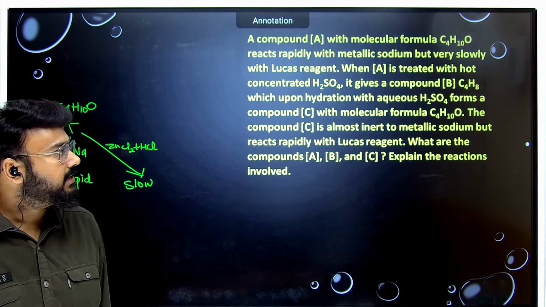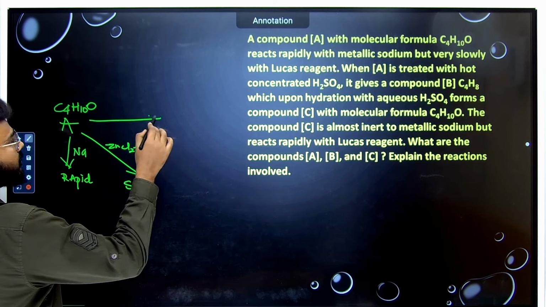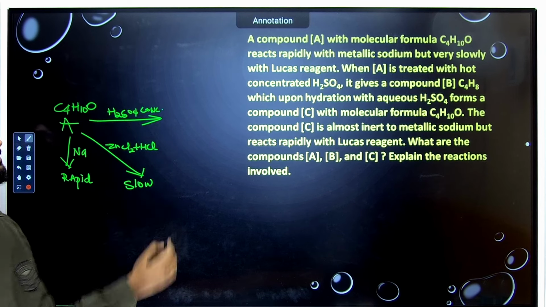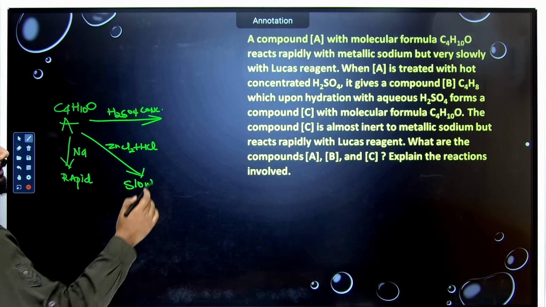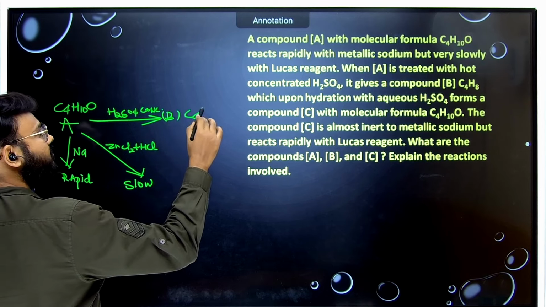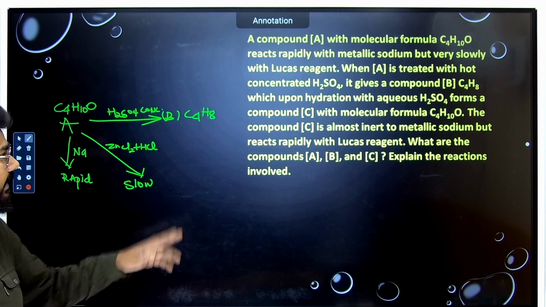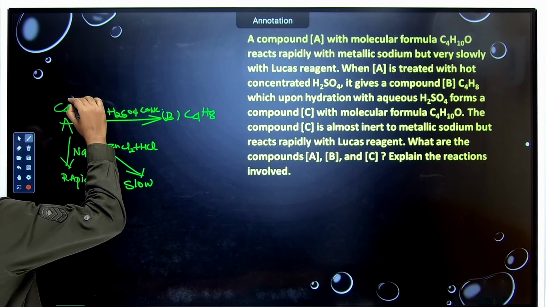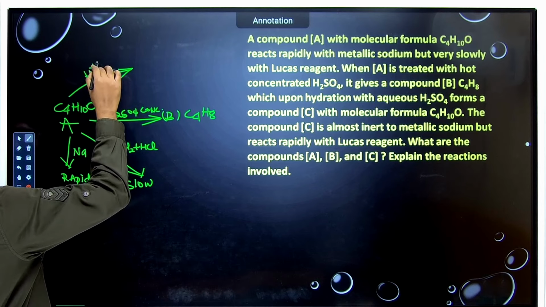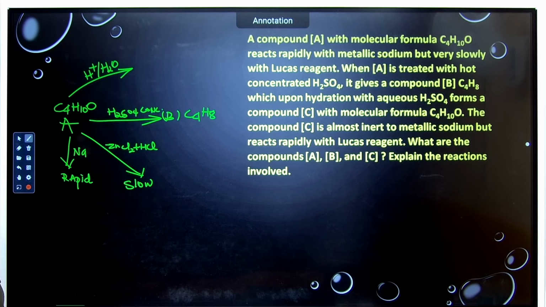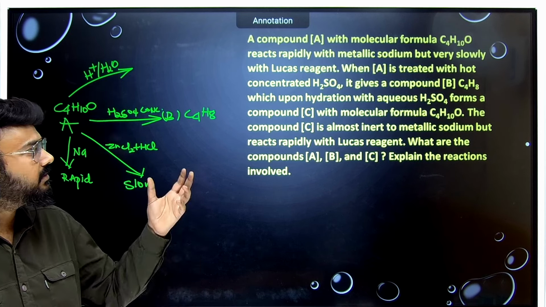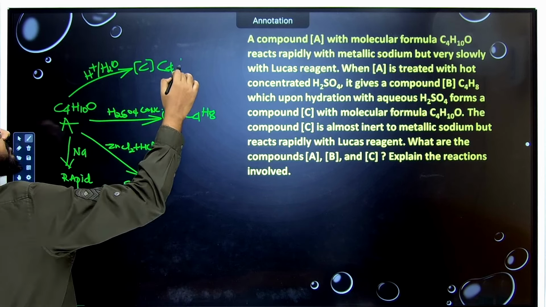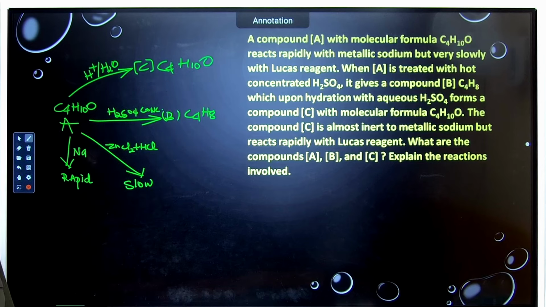Moreover, the question says when A is treated with hot concentrated H2SO4, it gives compound B. Our B has a formula of C4H8. C4H8 means it's an alkene. All right. Now it says upon hydration with aqueous H2SO4, it means another reaction. Hydration means adding of water, and it forms compound C, and the molecular formula of C is the same as A, C4H10O. It means A and C are isomers.